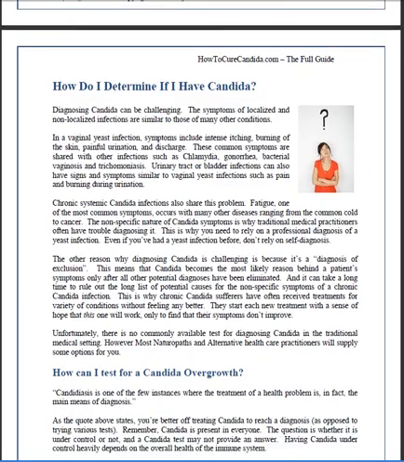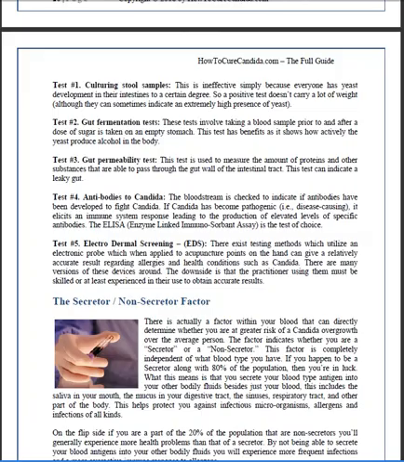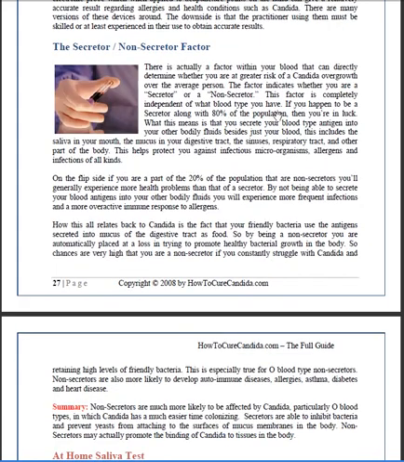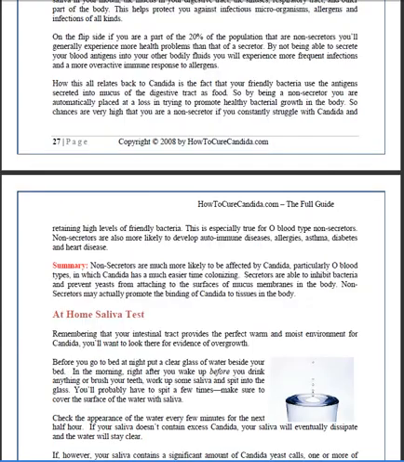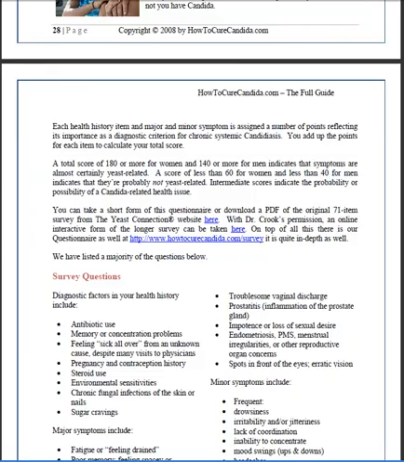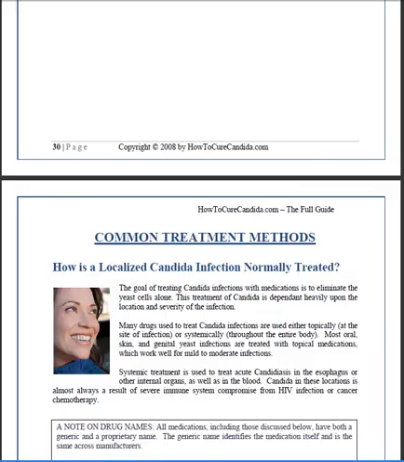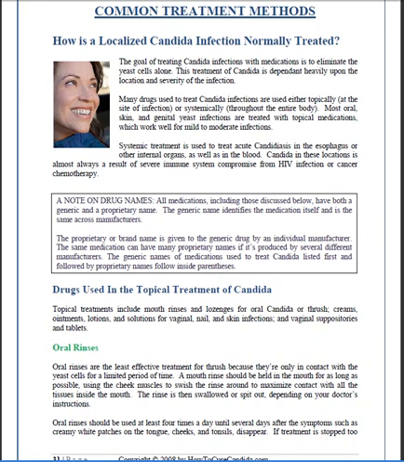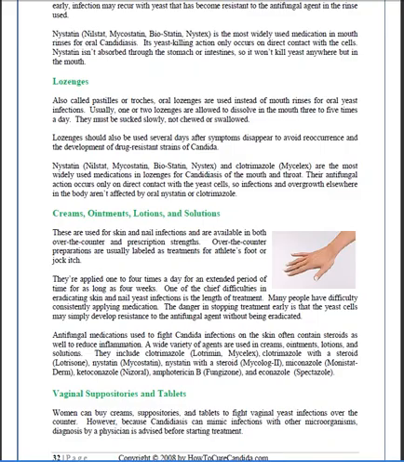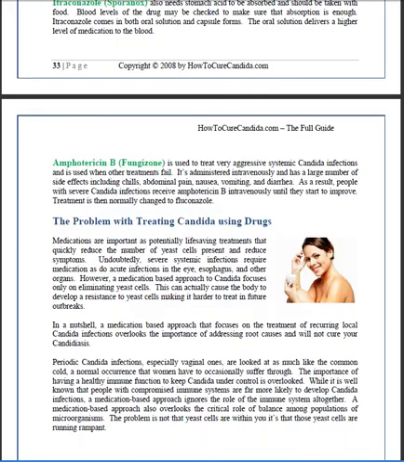We then discuss how you can determine if you have Candida, how you can test for it, the 5 most common tests for Candida and which we feel are the most effective of them. We discuss the secretor, non-secretor factor in terms of not only Candida but allergies in general, and a few other forms of testing, saliva testing, questionnaire testing, assay testing. And then we get into treatment methods. That's essentially what's typically diagnosed by doctors.